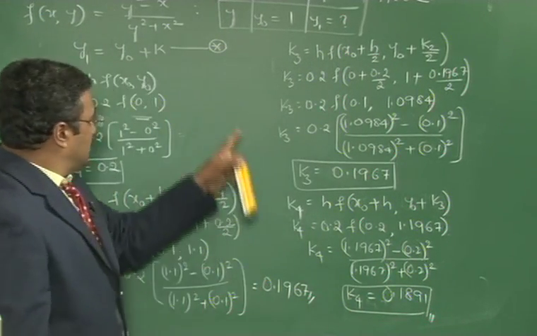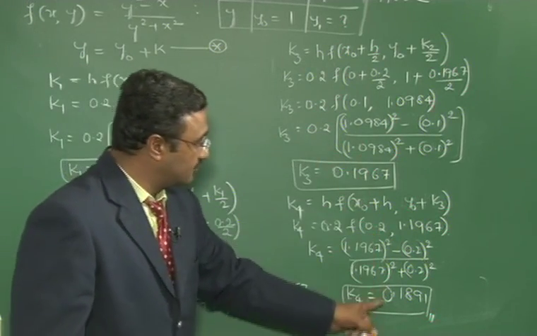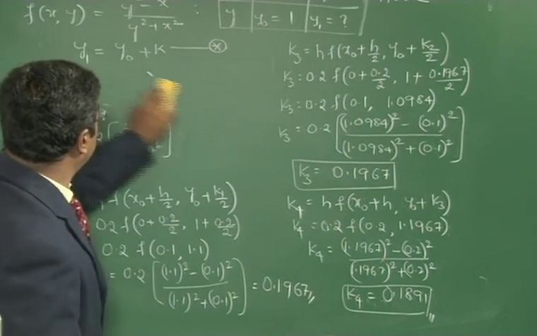Now again, take down all the values of k1, k2, k3, k4 and substitute them in k. So your k comes out like that.